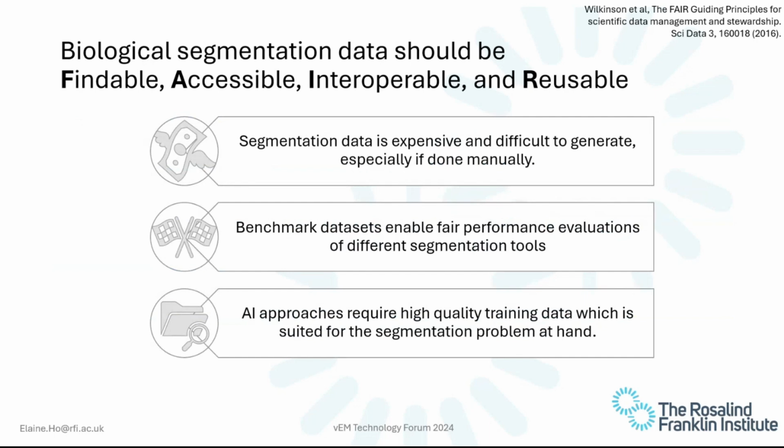I'm sure everyone might have come across this acronym before, but FAIR stands for findable, accessible, interoperable, and reusable data. And it's really important for biological segmentation data to be FAIR because it's expensive and it's really difficult to generate, especially if you're going to do it manually. So to get the best return on your investment in time and effort, we should be making this FAIR and openly available so the data lives beyond the original study it was intended for.